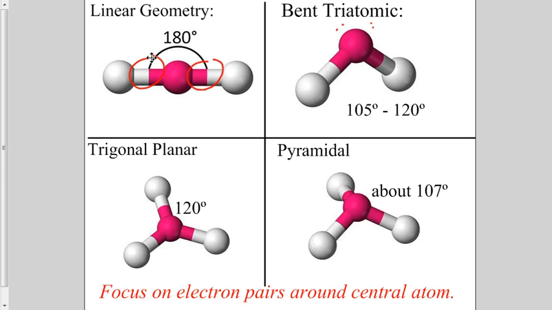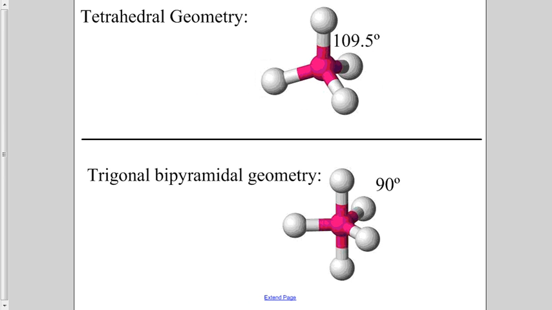Trigonal planar has no unshared pairs of electrons on the central atom, so the shared pairs of electrons all get as far apart from each other as they can, making a bond angle of 120 degrees. A pyramidal molecule will have, in this case, 1 unshared pair of electrons on the central atom, bending all the other bonds downward, and that's going to give it a bond angle of somewhere around 107 degrees. Again, there'll be variation depending on the particular molecule. And the last 2 shapes we'll be focusing on are tetrahedral.